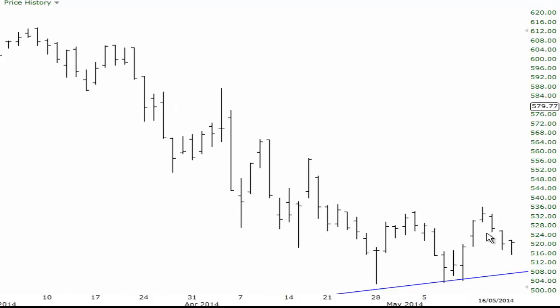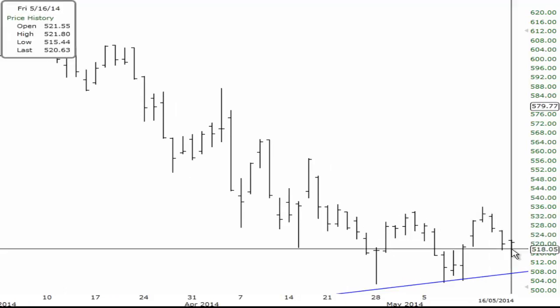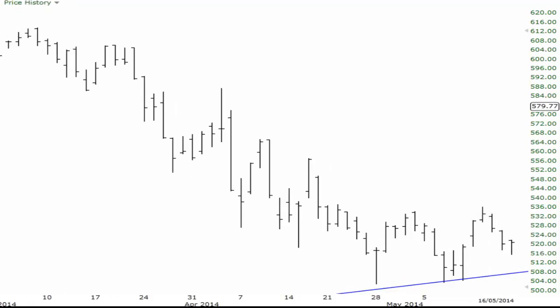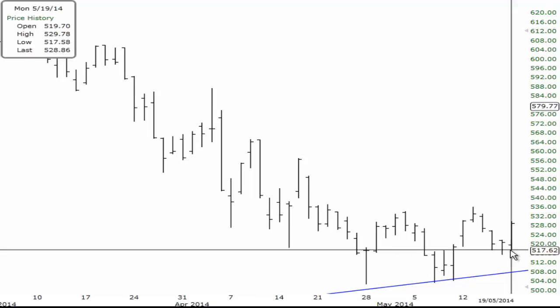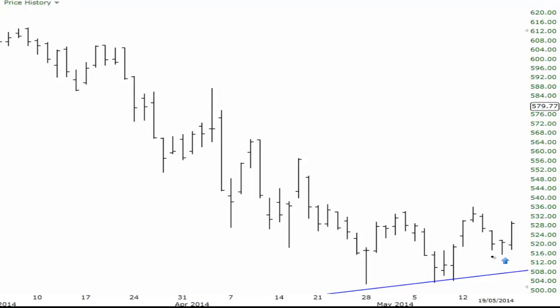It comes down, comes down, comes down here, and then as it comes up through there, right there, this is where the higher trough confirmed. This up bar through here, this is where the higher trough confirmed on this trade. And that's where the trade would have been entered, at the close of this bar here.